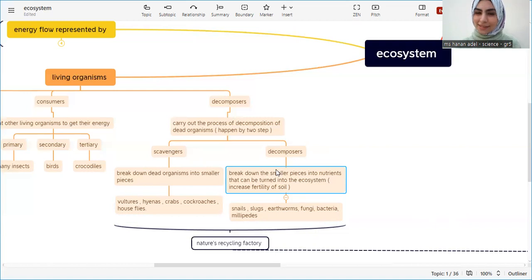What happens here exactly in decomposition? This dead body will become nutrients and it will go back to the soil so we can get benefit from these nutrients. So this is actually recycling. Instead of not getting any benefit from this dead body, we're recycling the dead body now. So we call this nature's recycling factory, which happens because of the decomposers, and the name of the process itself is the decomposition process.